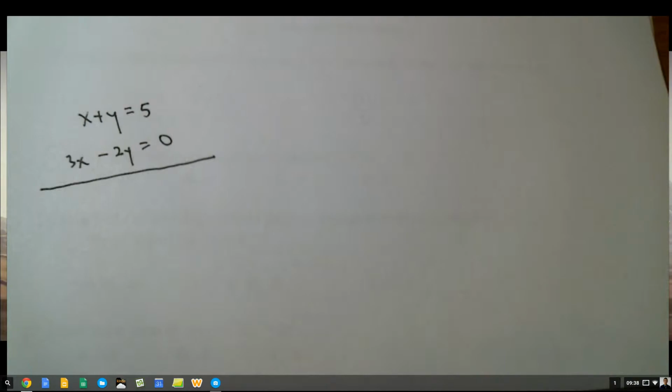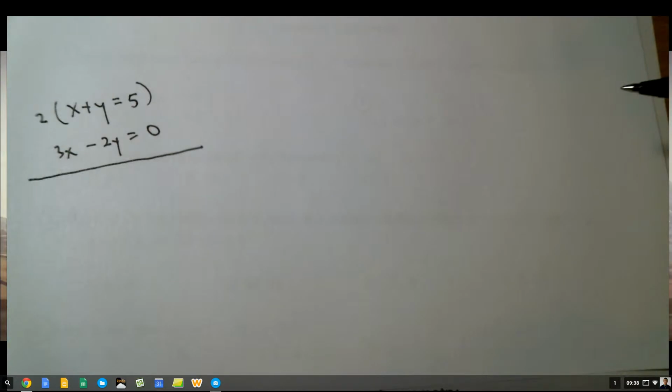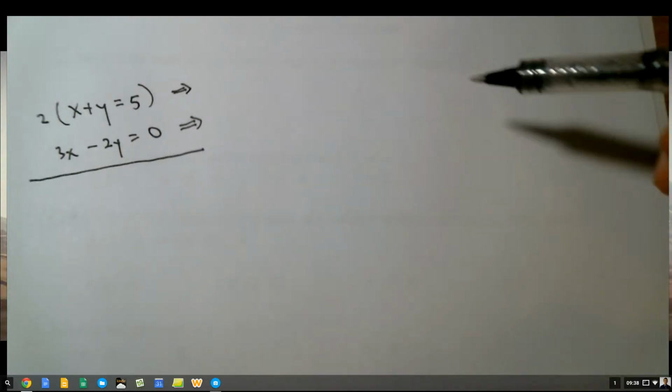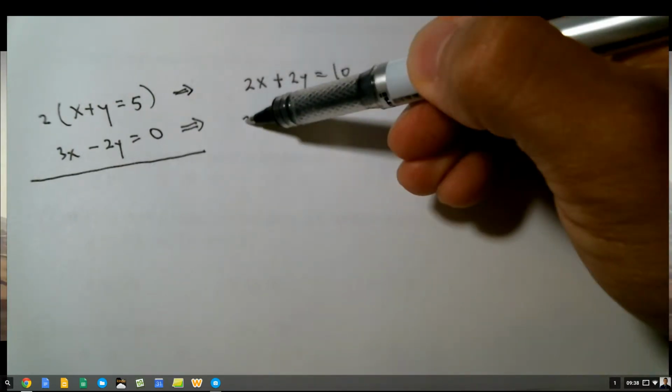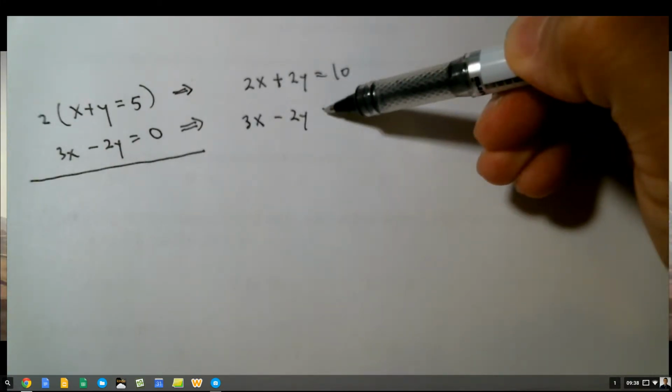And so let's take a look. To figure this out, we have to eliminate a variable. Which one looks easy to eliminate? I think the y looks a lot easier. So let's eliminate the y for this one, okay? How do we eliminate the y? Well, we can't just add yet because the y's will not eliminate. So what we can do is multiply the top by 2. I'm going to write it on the side. It becomes 2x plus 2y equals 10. In the bottom, I'm going to rewrite as is: 3x minus 2y equals 0.